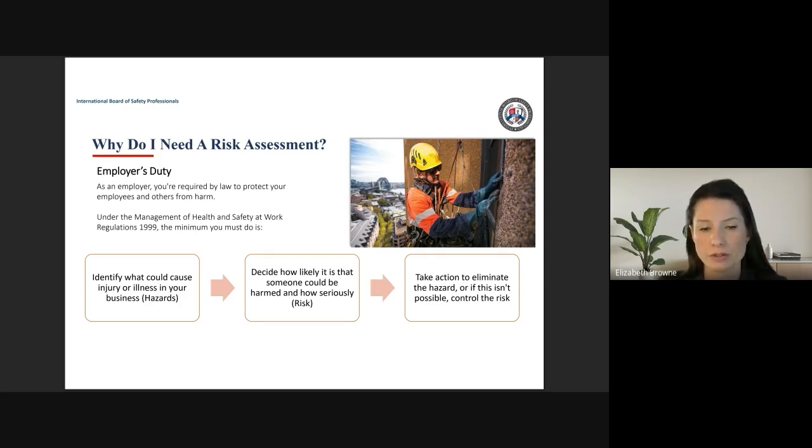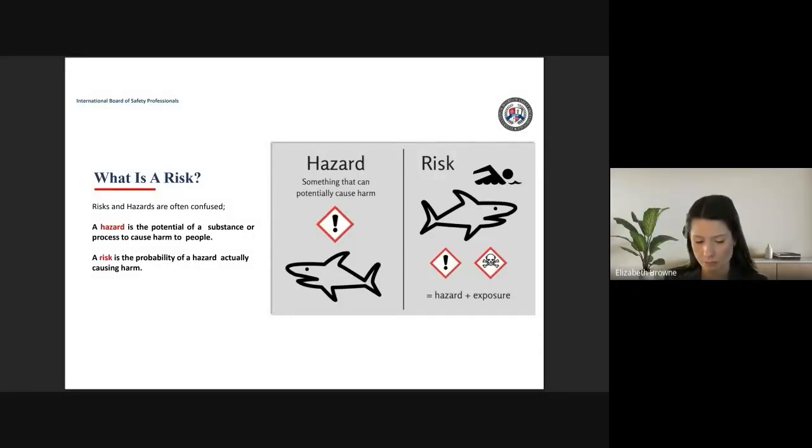So what are the hazards? They must also decide how likely it is that someone could be harmed and how seriously. So what is the risk? And then they must take action to eliminate the hazard, or if this isn't possible, to control the risk. So we've talked in the past about the hierarchy of hazard controls, and we always want to consider that hierarchy whenever we're looking at controlling a hazard from harming employees. The first and most effective measure is to eliminate the risk, eliminate the hazard completely.